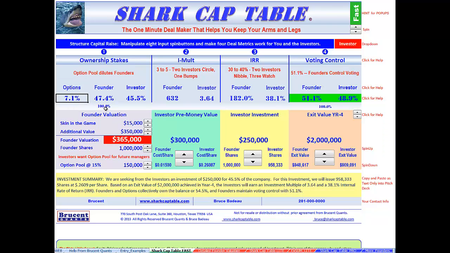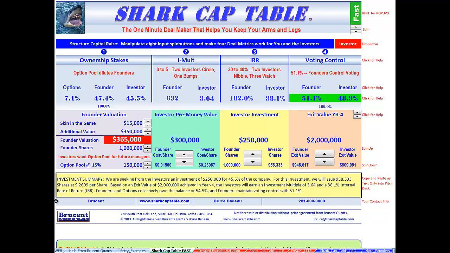Let's take a quick look at ownership stakes. Options own 7.1% by virtue of the fact that they have 150,000 shares. The founder owns 47% by virtue of the fact he has 1,000,000 shares. The investor owns 45.5% by virtue of them owning 958,333 shares. Now, let's assume that this deal is a workable deal.